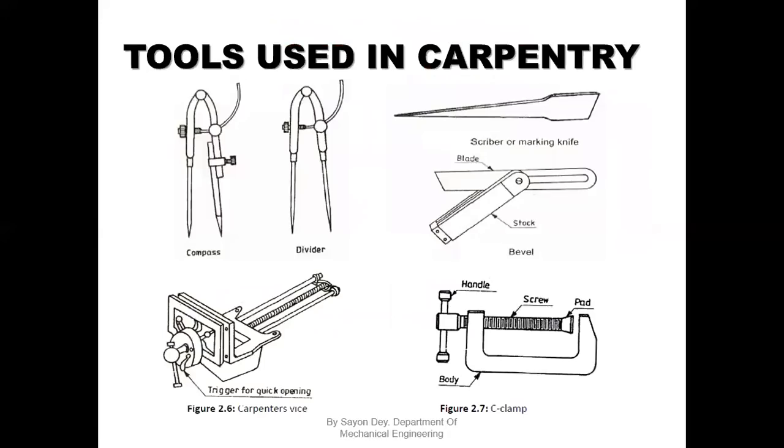Okay, next, these are the other hand tools that we use, like compass, dividers. Okay, this is our vice, carpentry vice. It has a fixed jaw and a movable jaw, and we rotate this handle to increase the length of the jaws and to adjust. Basically, this is the holding device. We can hold our job in this carpenter's vice. This is a clamp, C clamp. This is also a holding tool.